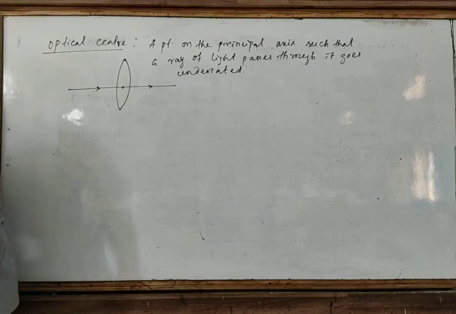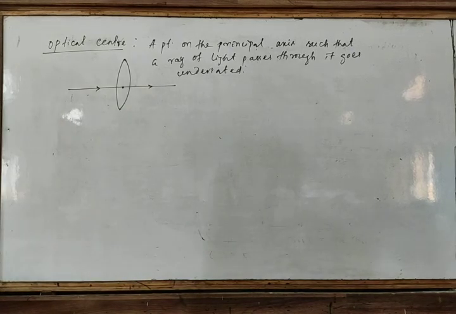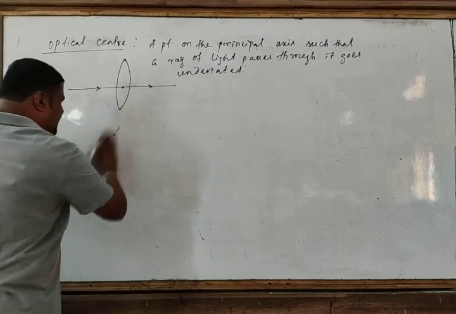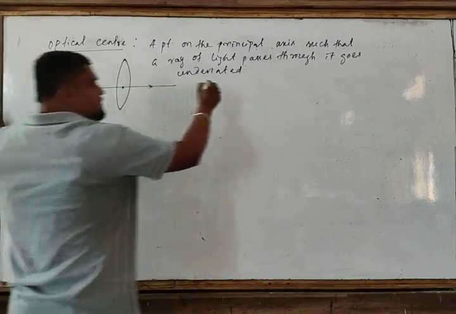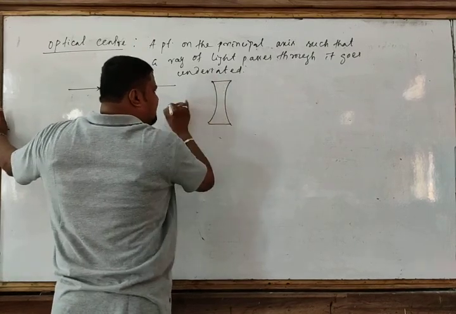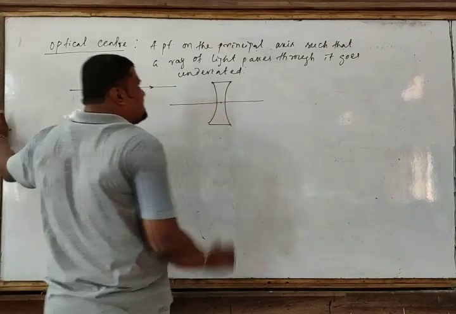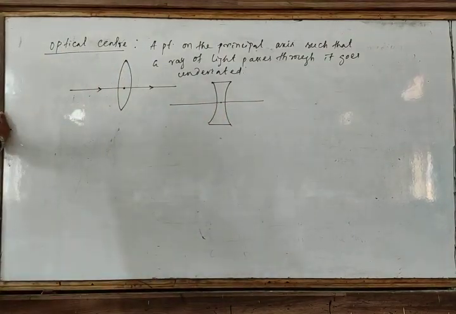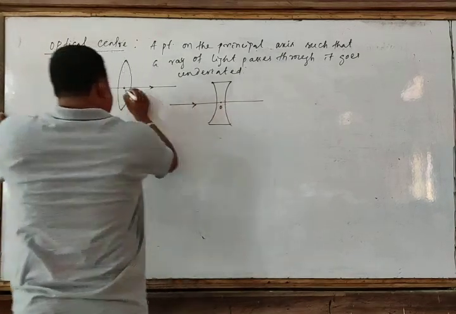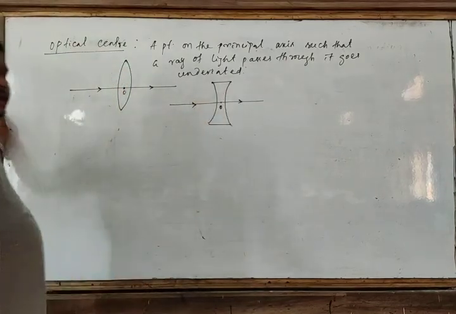Similarly, this is also true for a concave lens. This was the convex lens; for a double concave lens also, this is the principal axis and this is the optical center, and a ray incident on that optical center O goes undeviated.